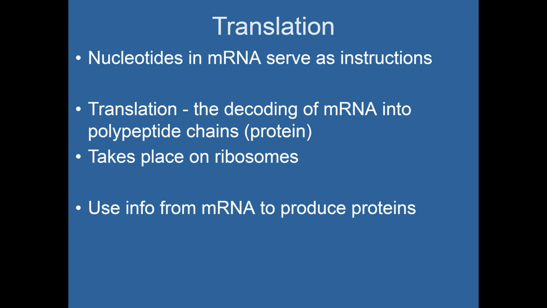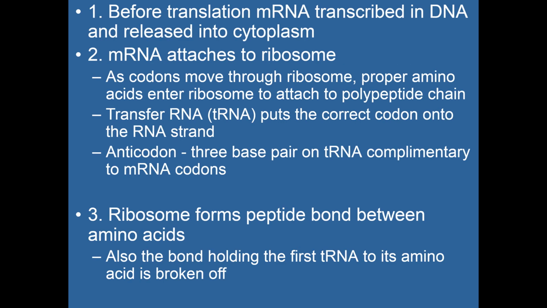Translation. This is the second process that happens with RNA. The nucleotides in mRNA serve as instructions. We talked about how mRNA is delivering the directions. Translation is the decoding of those directions of mRNA into polypeptide chains or proteins, and this takes place on the ribosomes in the cell. It takes these directions and produces proteins. And there are a few steps in doing this.